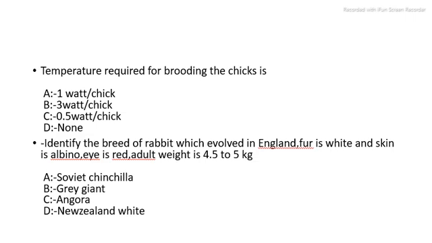Next question, identify the breed of rabbit which evolved in England. The fur is white and the skin is albino, eye is red, adult weight is around 4.5 to 5 kg. Option A Soviet chinchilla, option B grey giant, option C angora, option D New Zealand white. So the correct answer is option A, that is Soviet chinchilla.